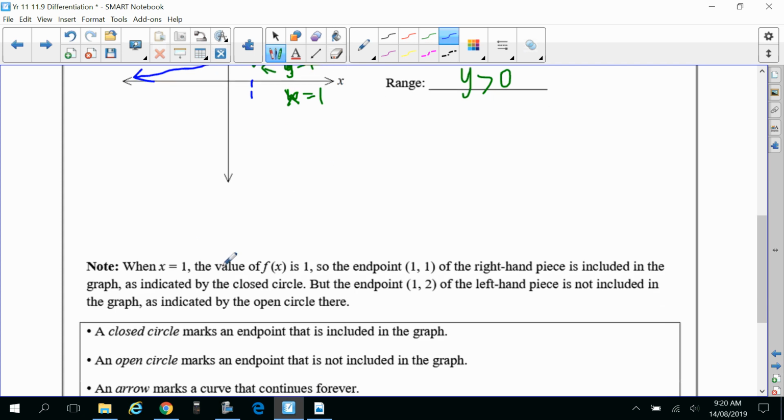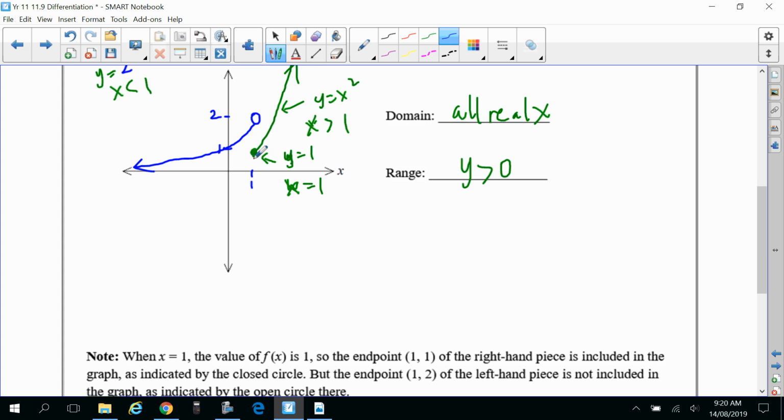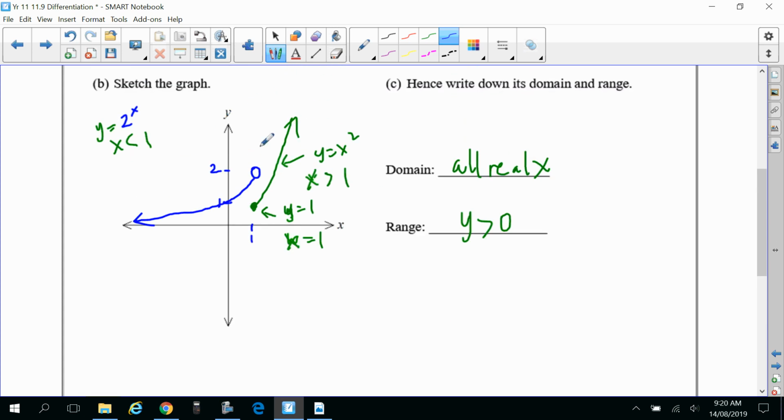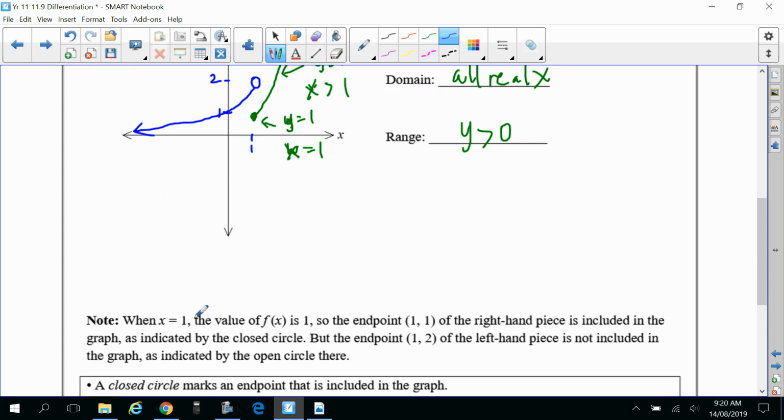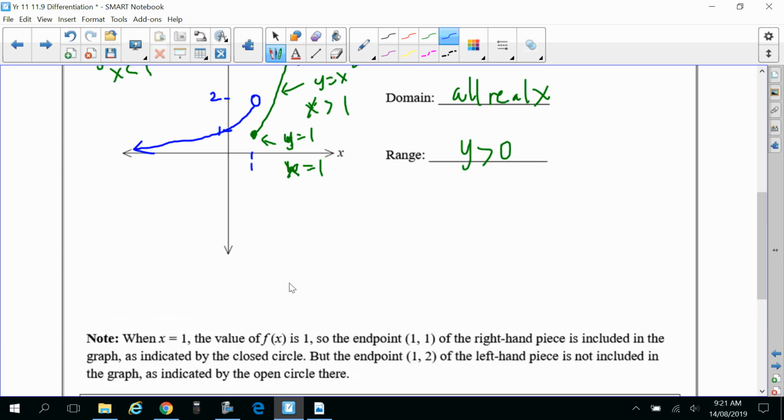Where x equals 1, the value of f(x) is 1, so the endpoint is (1, 1), right? On the left of the right-hand side, the piece is included in the graph as indicated by the closed circle. But the endpoint (1, 2) on the left piece is the open circle. It's not included in the graph as indicated by the open circle there. So you have to show these features on the graph. And that's summarized here. A closed circle marks an endpoint that is included in the graph. An open circle means not included in the graph. An arrow marks a curve that continues forever. So that's why it goes on forever.